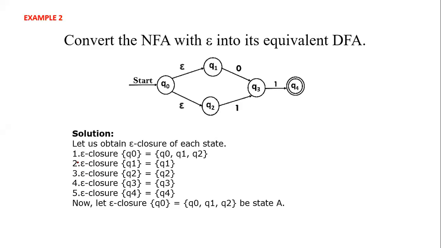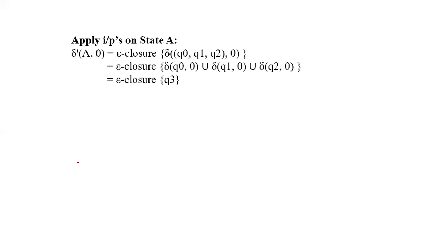And we have to apply the input for all the states. Now we have the state A. For this, we have to apply the input. What are the inputs we have? 0 and 1. So we have to go with A comma 0 and A comma 1. What is the value of A comma 0? Q3. So this is the new state, right? We have to name it B. The square bracket is missed here, but if it is a DFA, you have to mention it with a square bracket. This is the state B.